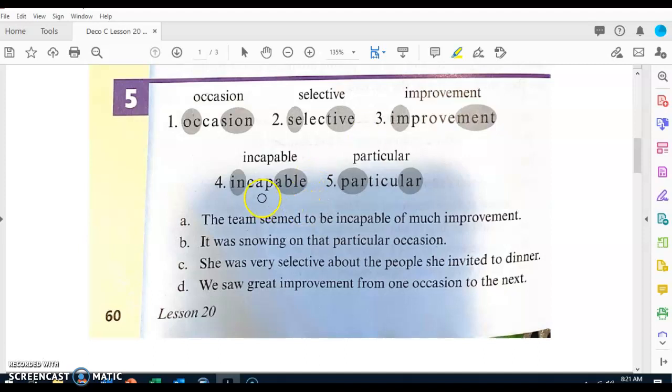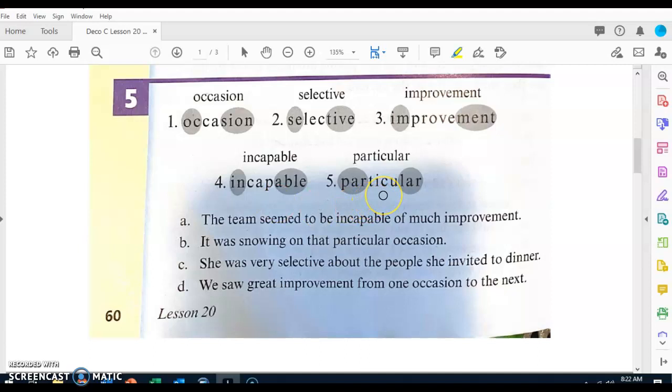Improvement. Word number 4 is incapable. Everybody, what word? Incapable. What is the first part? In. What is the last part? Able. The middle part is spelled C-A-P. What does that part say in the word? Get ready. Cap. So the parts are incapable. Everybody say the whole word.